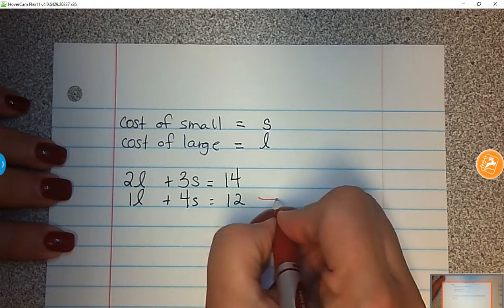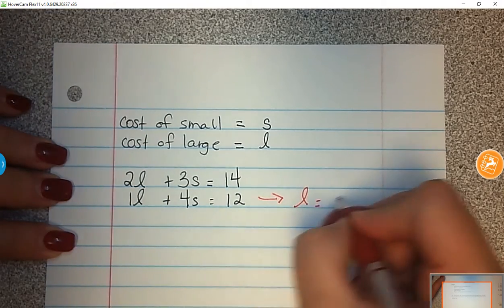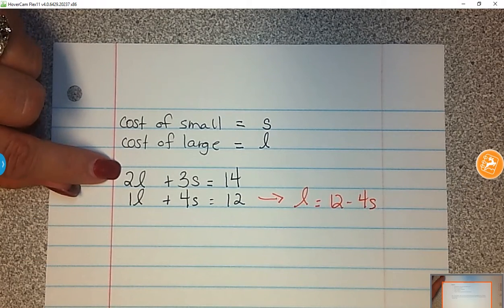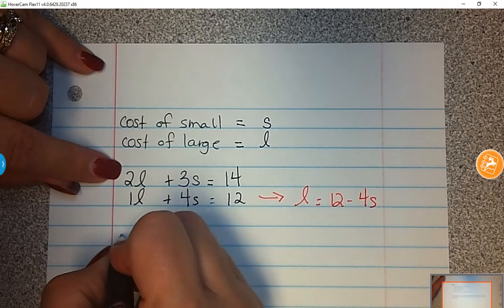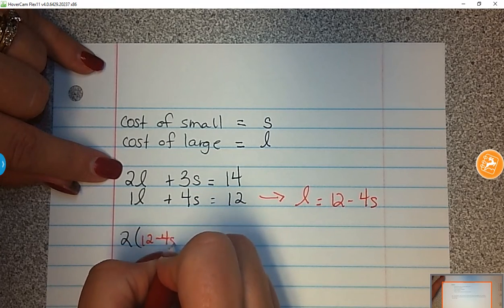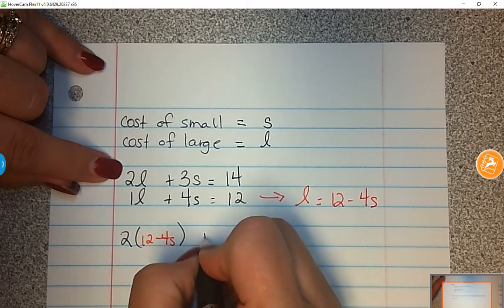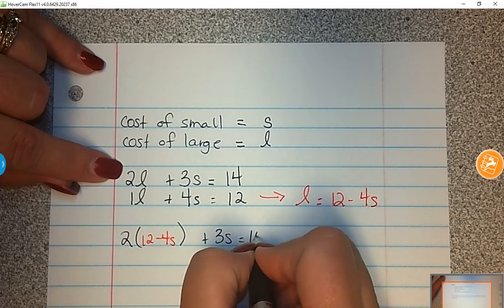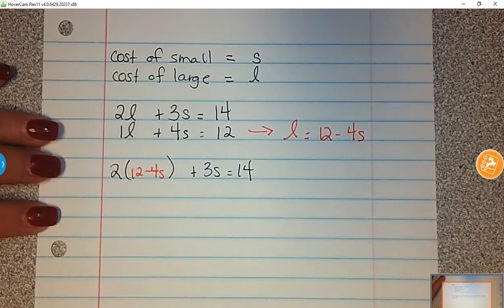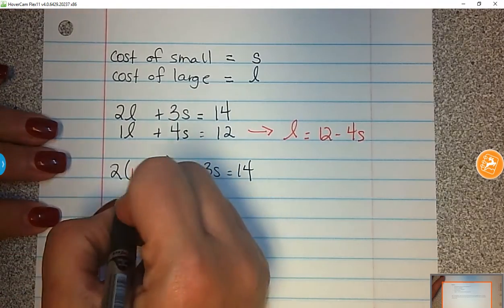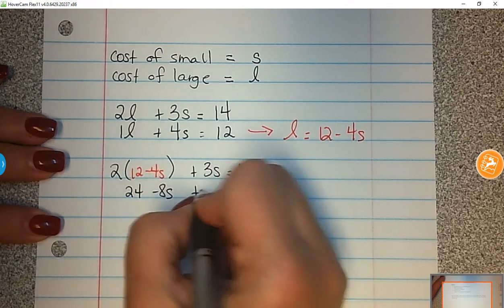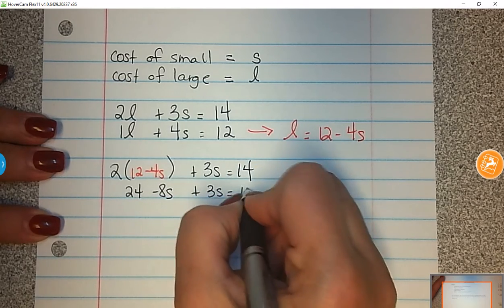Okay, so what that's going to do is give me the large is equal to 12 minus 4s. And I'm going to plug that into this equation. So it's going to be 2 times 12 minus 4s. Recopy the rest of that one. And now I can solve for s. So when I distribute the 2, I get 24 minus 8s, bring down my plus 3s, equals 14.